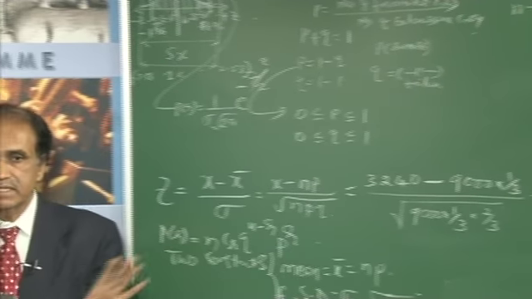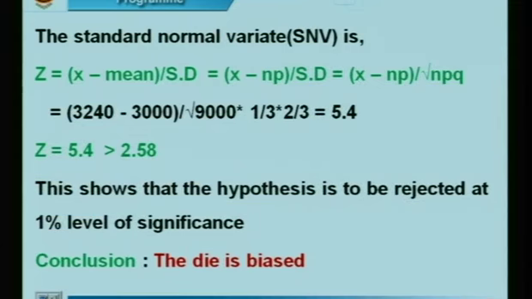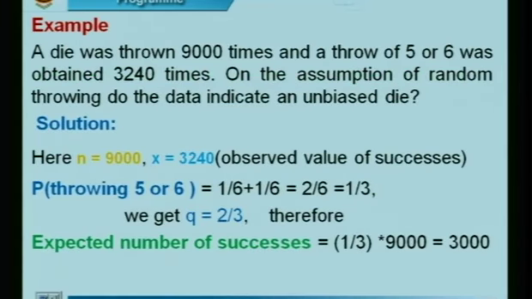Easily you can declare that the question in this is, a die was thrown 9000 times and a throw of 5 or 6 was obtained 3240 times on the assumption of random throwing. Do the data indicate an unbiased die? What is your conclusion then?